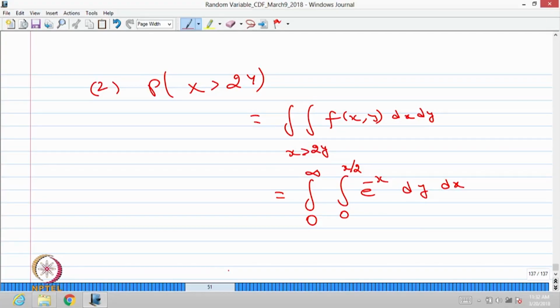The joint probability density function is greater than 0 when 0 less than or equal to y less than x less than infinity. Therefore, you get the integration with respect to y from 0 to x by 2 and with respect to x from 0 to infinity. If you do the simplification, you get the answer 1 by 2. So this is the probability of x greater than 2 times y.